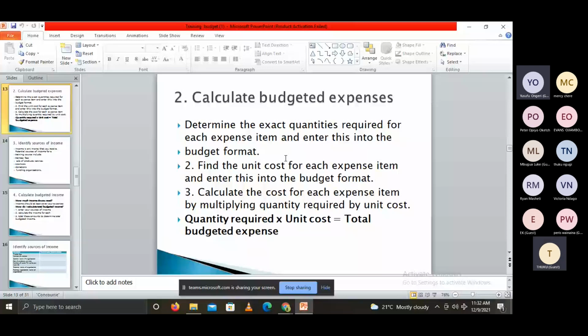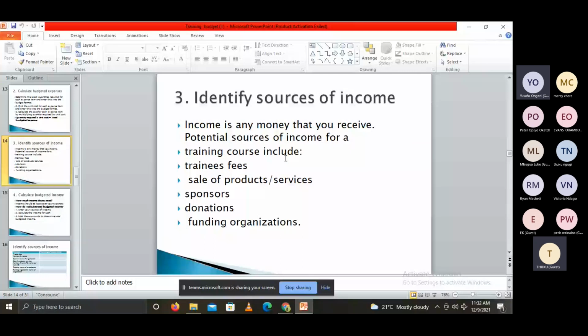And it is indicated there how you get the total budgeted expenses. That is on one side of the budget. The other side is where you now say, where then I'm going to get the revenue that we are going to use in making this training successful after you have already identified the cost. So income is any money that you receive, and potential sources of income for training costs may include what?